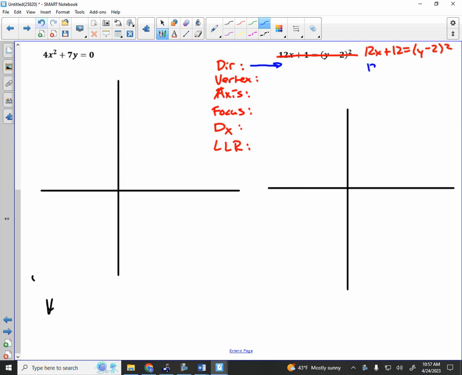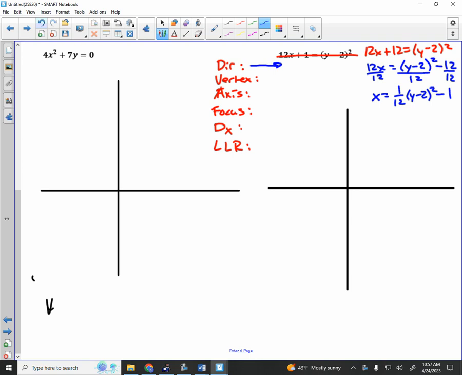So 12x is equal to (y minus 2) quantity squared minus 12. So I just subtract that 12 over to the other side. Now what do I need to do to solve for x? You divide everything by 12, and you get x is equal to (y minus 2) quantity squared over 12. I'm going to rewrite that. Instead of divided by 12, I'm going to write it as 1 over 12 times (y minus 2) quantity squared, and then a minus 1. So dividing by 12 is the same as multiplying by 1/12.